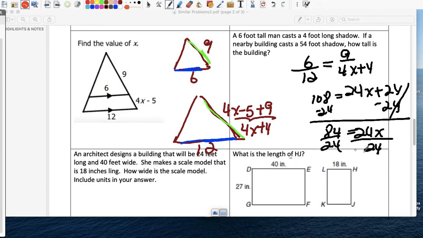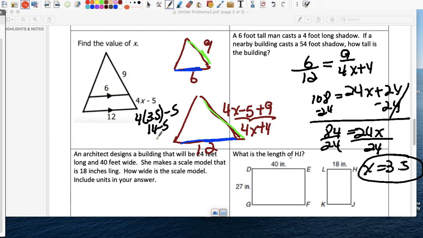Divide both sides by 24, and x equals 3.5. If you want to substitute, we get 4 times 3.5 minus 5, which is 14 minus 5, and 14 minus 5 is 9.